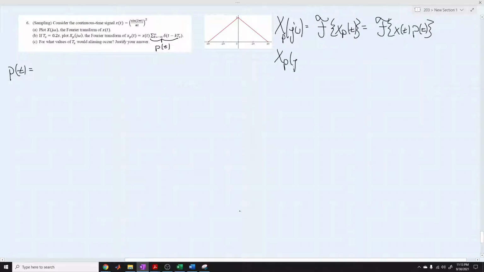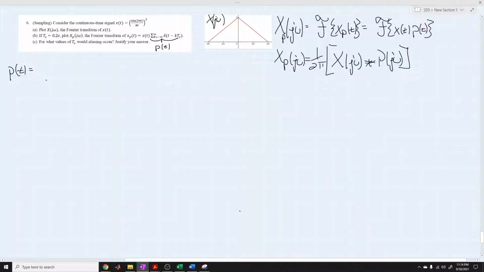So x sub p of j omega, we have a Fourier transform of multiplication, so that gives us convolution in the frequency domain. 1 over 2 pi, that's our scaling factor, X of j omega convolved with big P of j omega, where big P of j omega is the Fourier transform of p of t, and x of j omega is the Fourier transform of x of t. So this is x of j omega right here, as a reminder.